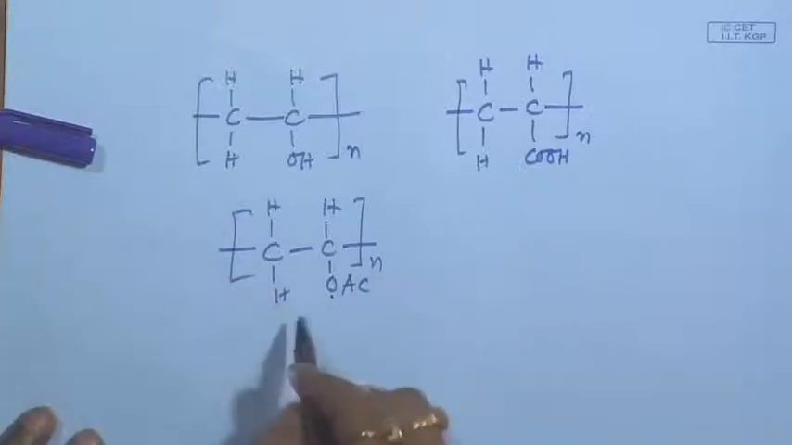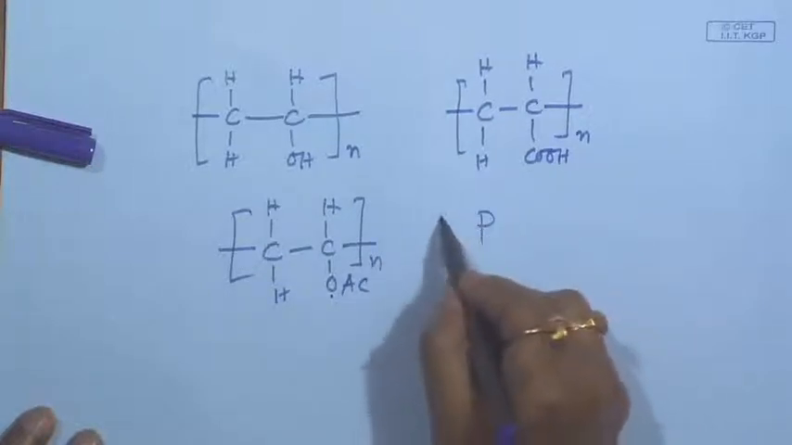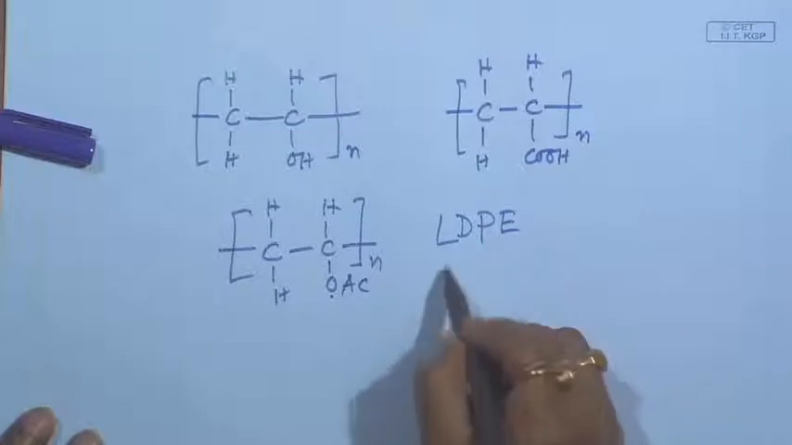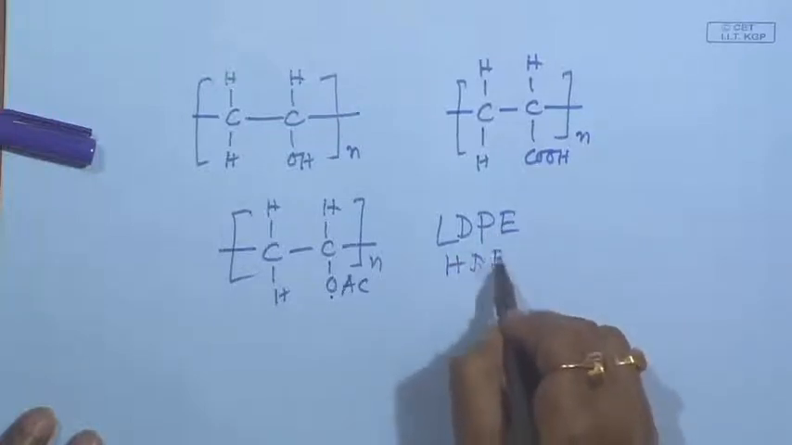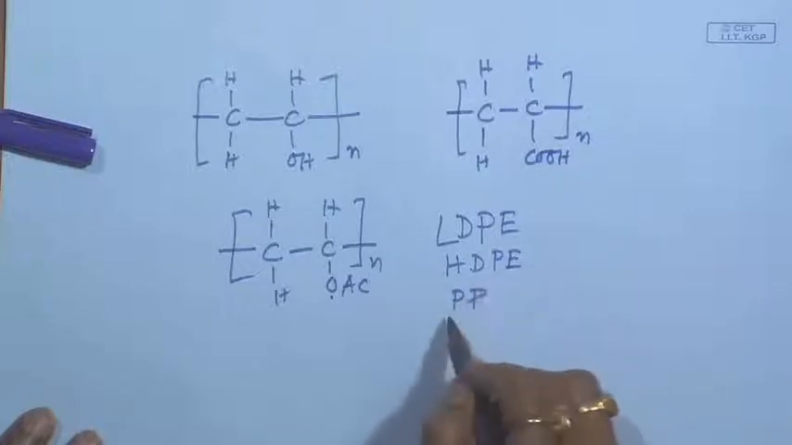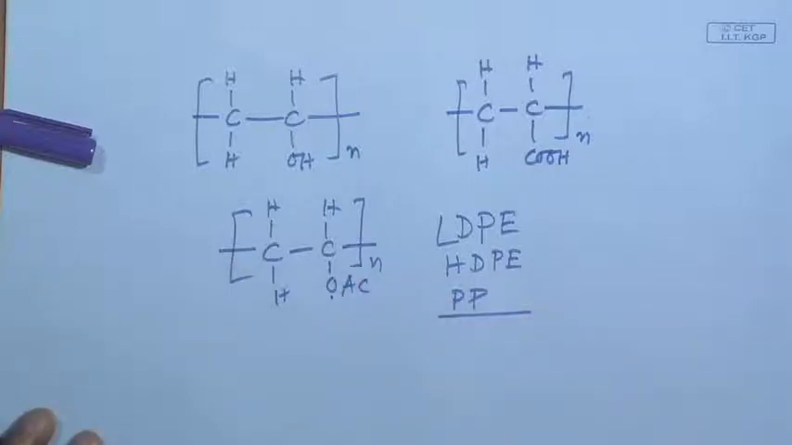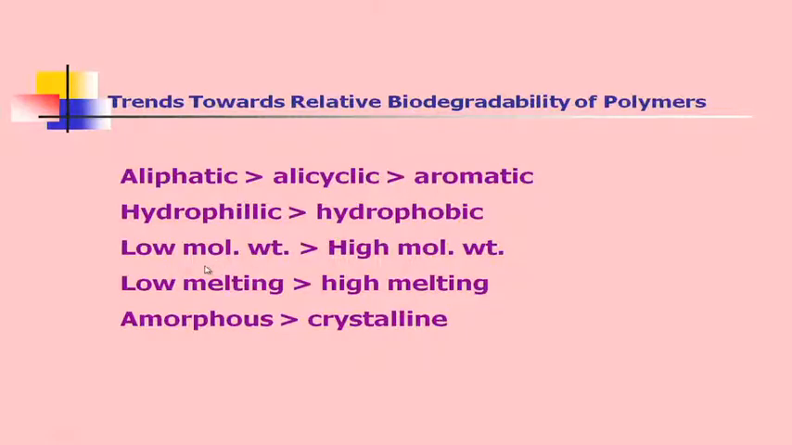So, these are all hydrophilic polymers, whereas polyethylene, say LDPE or HDPE, high density polyethylene, or polypropylene, are hydrophobic polymers, and these are non-degradable. So, hydrophilic polymers are more degradable than hydrophobic polymers. Polymers having low molecular weight are more degradable than high molecular weight. Polymers having a lower melting point or lower softening range will be more degradable than those with a higher melting point. Amorphous polymers are more degradable than crystalline polymers.